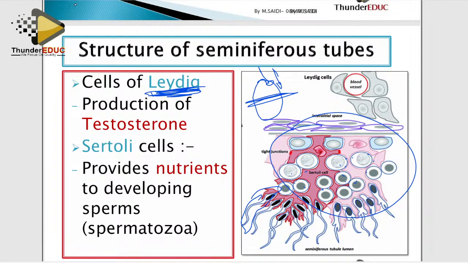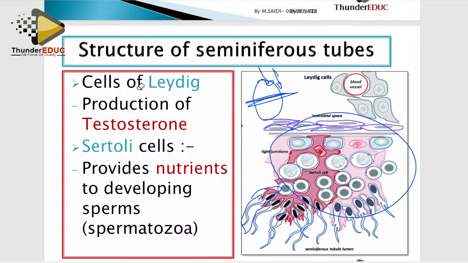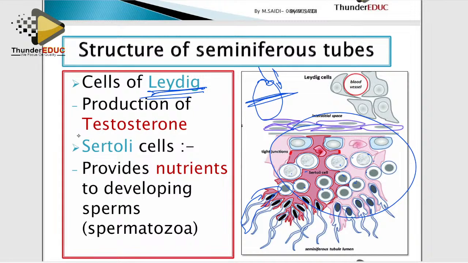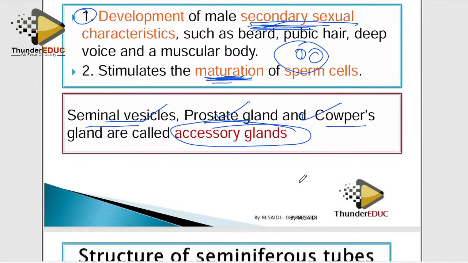It's not Leydig. It's not Afrikaans. It's not Tswana, ne? Gauteng. So if we say cells of Leydig, because so many people say cells of Leydig. Yes, cells of Leydig. These cells of Leydig are the ones responsible for production of this hormone testosterone.